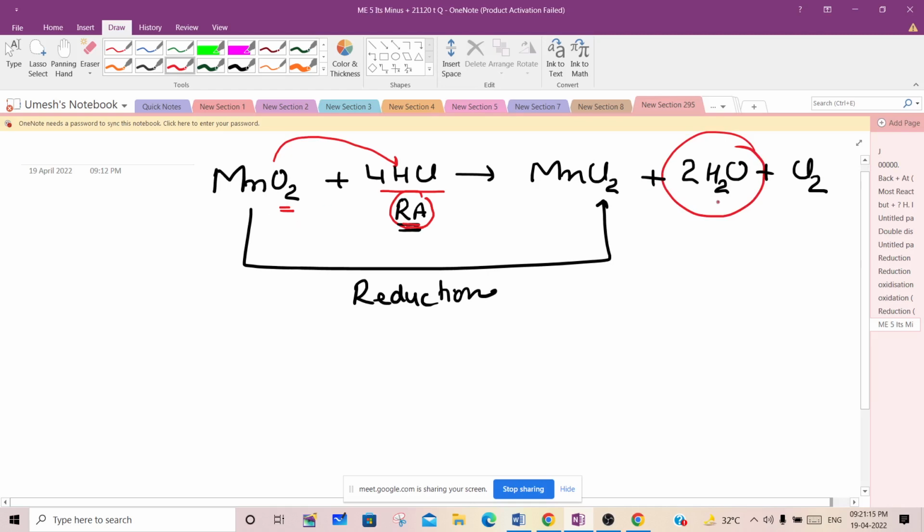It means to the hydrogen, oxygen is added. So what is happening here with the HCl? Is it oxidation or reduction? What is happening with the HCl? Addition of oxygen. Oxidation. Yeah. What's the confusion? Nothing. Very simple. And now my question is, which is the oxidizing agent? Which species among these is the oxidizing agent? MnO2. Yes.